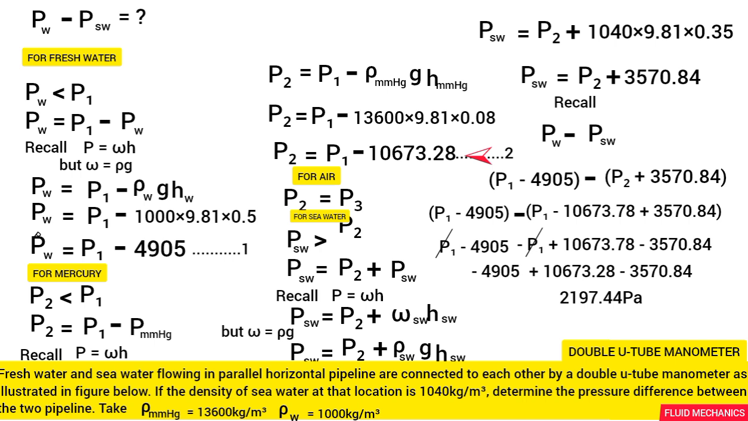So the pressure of the freshwater minus the pressure of the seawater will give us 2.2 kilopascal, because when you divide what you have up here by 1000, it will be 2.19, which is simply 2.2. So kilopascal, or kilonewton per meter square. This is our answer.